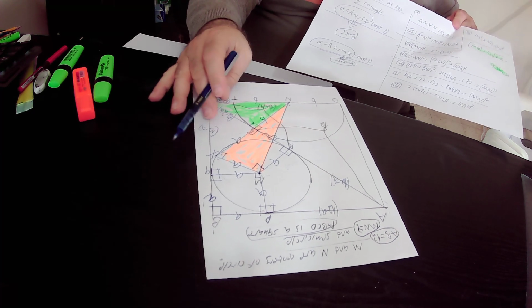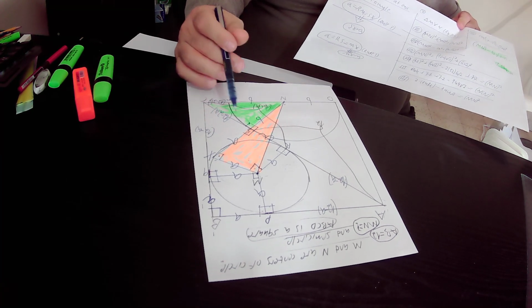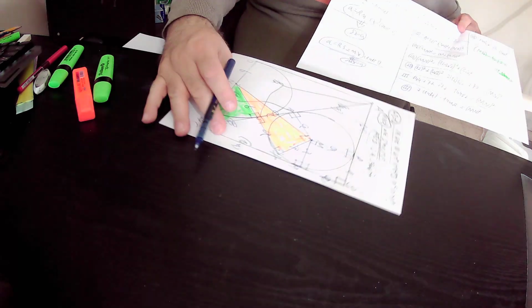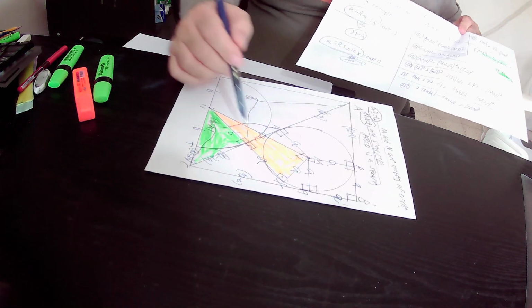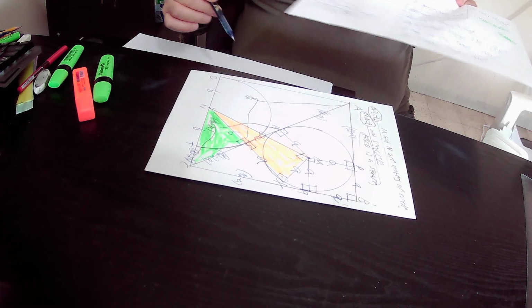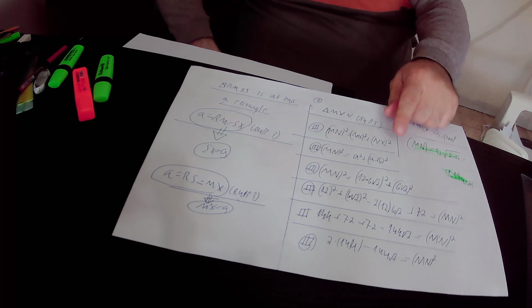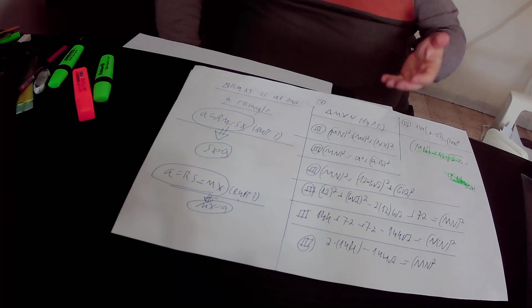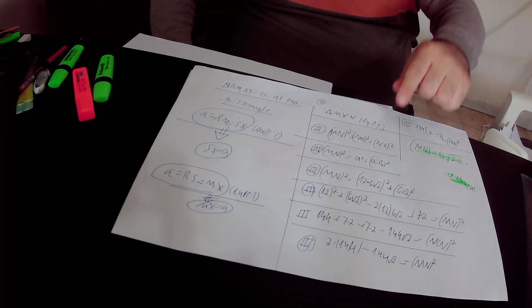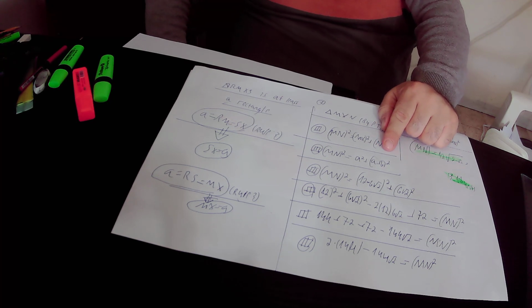Here NX is A plus B, so NX squared is A plus B squared. So the conclusion we found, according to equation number 3, is MN squared equals A squared plus A plus B squared.